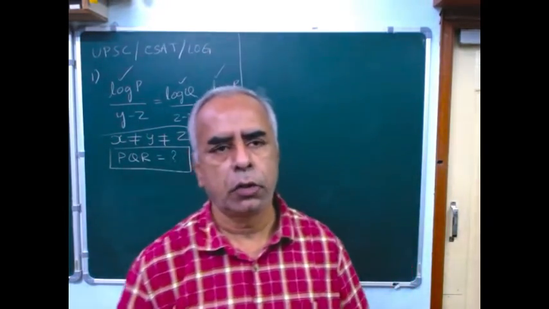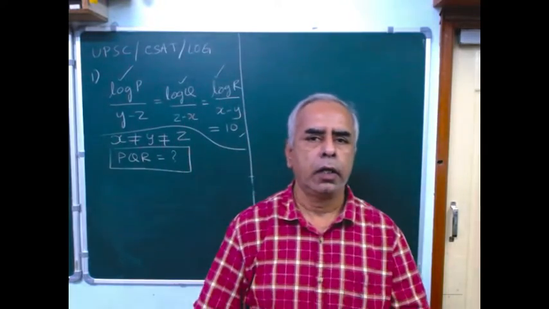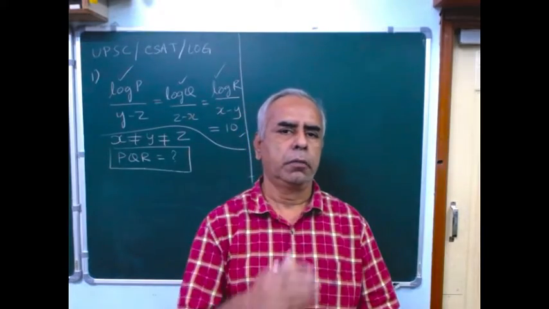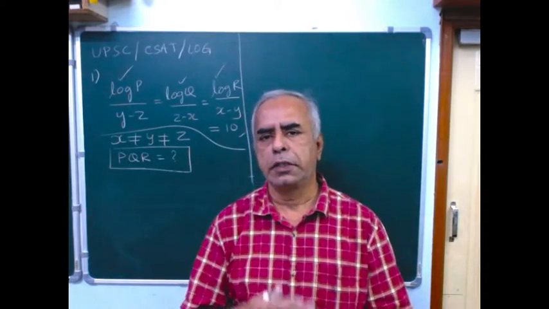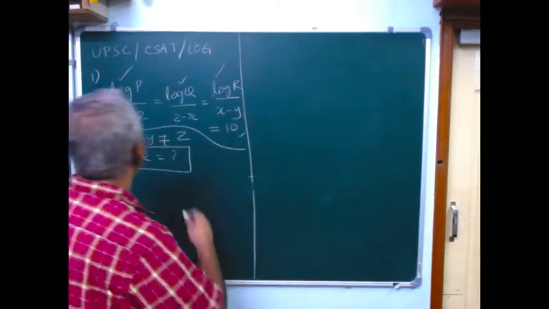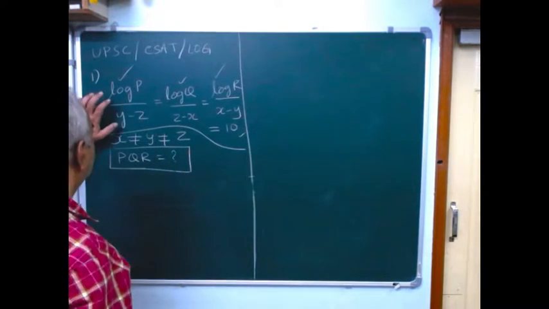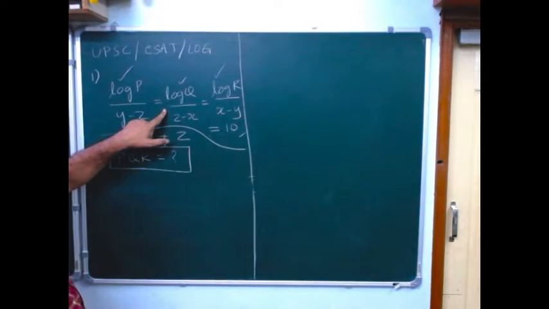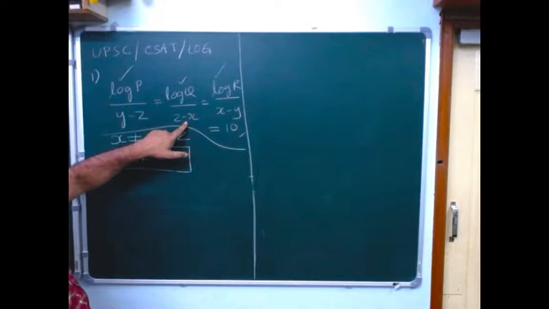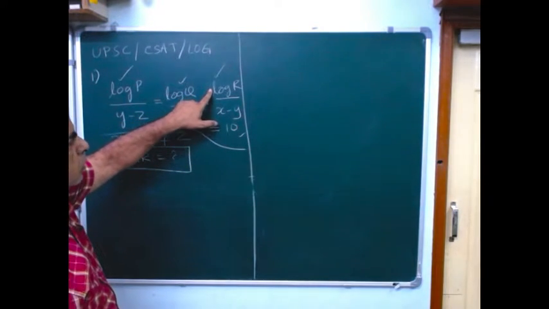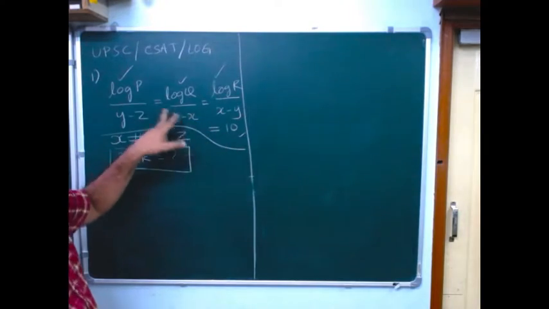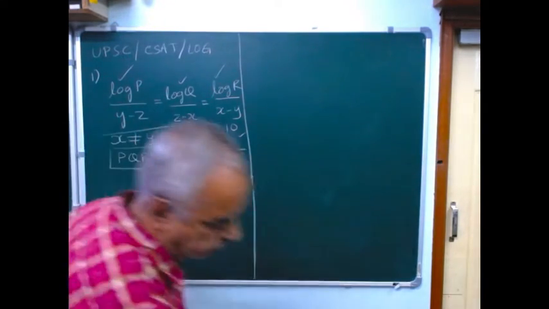Now, in continuation of that lecture, let me explain one important problem that has been asked recently in the CSAT examination of UPSC. This is the problem given. Log P divided by y minus z is equal to log Q divided by z minus x, that is equal to log R divided by x minus y. Overall, it is equal to 10.